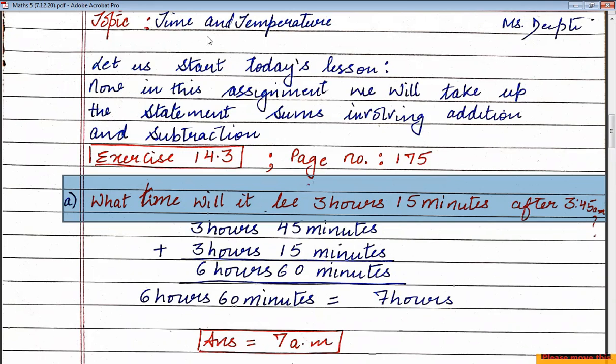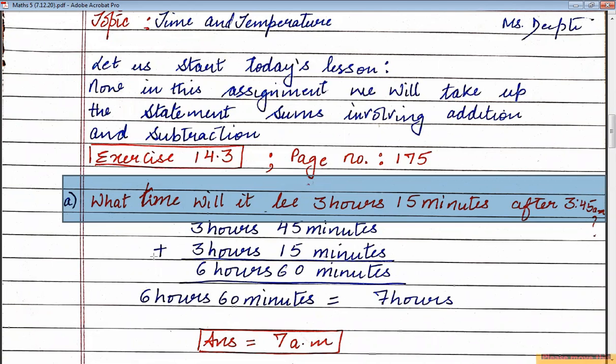So it means what you have to do. Which operation you are going to use? You are going to use addition. What you will do in this question? Addition. So let's do it. 3:45 a.m. means 3 hours 45 minutes. Okay, children? So 3 hours 45 minutes plus 3 hour 15 minutes.